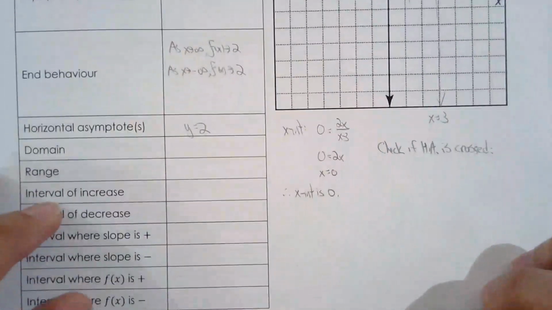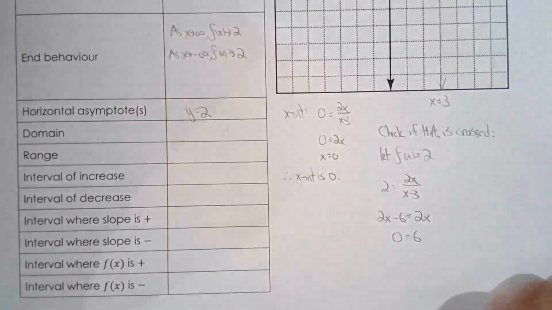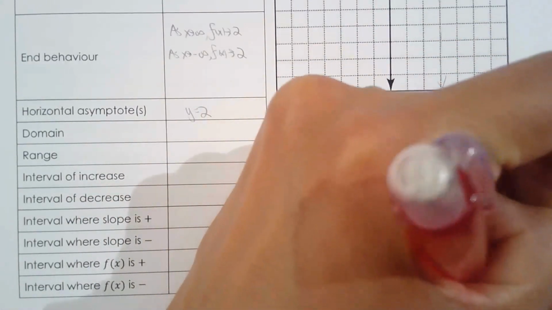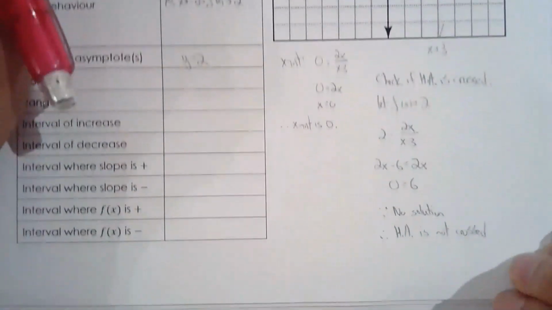Okay, let's check if we cross the horizontal asymptote. So let f of x equal 2. So 2 equals 2x over x minus 3. Let's see what's the solution to this equation. 0 equals 6. That means this equation is inconsistent. There's no solution to this equation. So since no solution, therefore the horizontal asymptote is not crossed. We don't ever touch the horizontal asymptote.